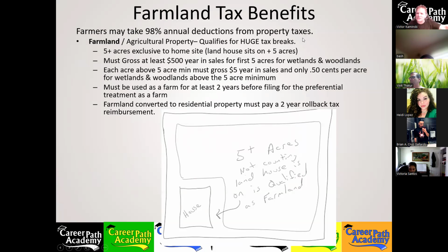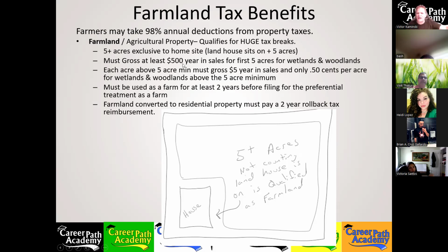Now, this is actually needed for legitimate farmers, because otherwise, if the farmer would have to pay the actual taxes that a homeowner would pay for all of the land that's needed for farming, there's no way that they could stay in business. So the legitimate farmers need these tax breaks. However, this law is so full of loopholes.